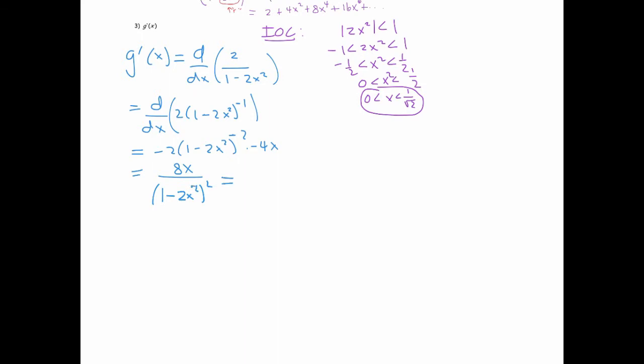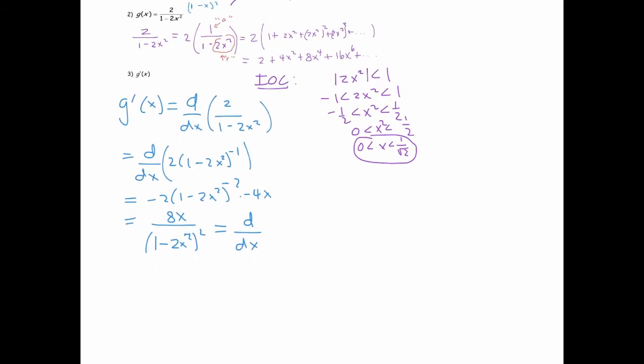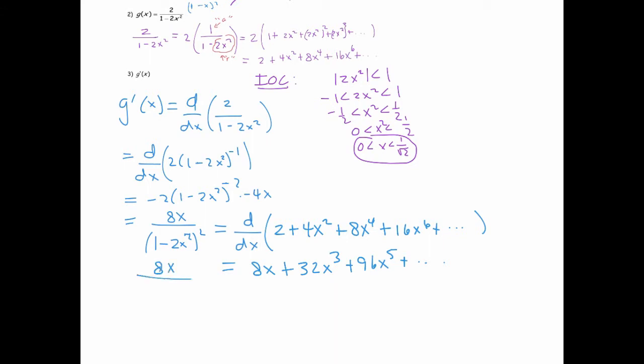So that power series is just going to be the same as the derivative of the power series we found above for g, which is the derivative of 2 plus 4x squared plus 8x to the fourth plus 16x to the sixth, etc. So that ends up being 8x plus 32x cubed plus 96x to the fifth, etc. So there's our power series for that function, and the interval of convergence for this guy gets inherited from the other one.